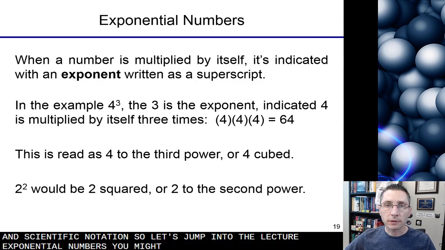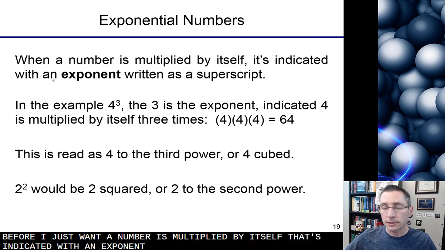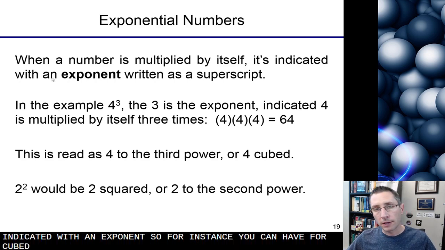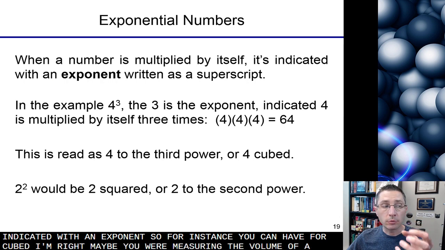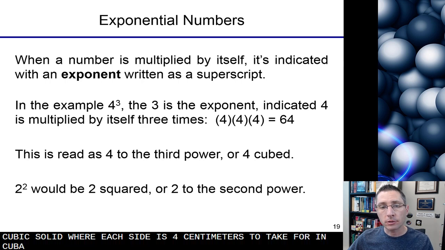Exponential numbers, you might have heard of these or used them before. It's just when a number is multiplied by itself. That's indicated with an exponent. So for instance, you can have 4 cubed. Maybe you're measuring the volume of a cubic solid where each side is 4 centimeters. You take 4 and cube that number to get 64 cubic centimeters.